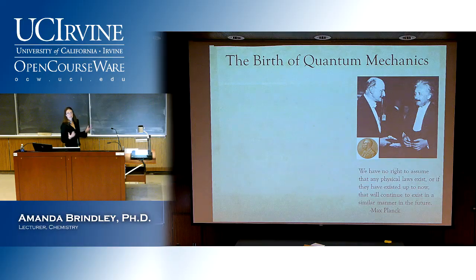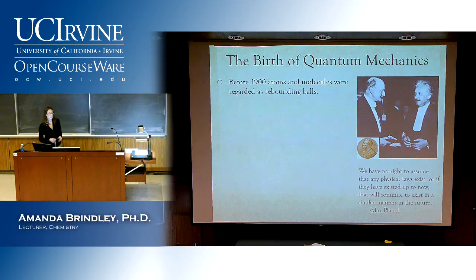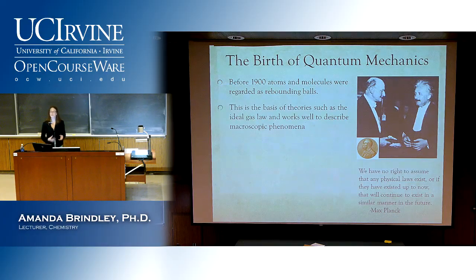So first, a little bit of a history lesson for you, since this is important in the development of how these atom models came to be. So before 1900 or so, we always thought of atoms and molecules as just these rebounding balls. You can kind of think of them as billiard balls in 3 dimensions, just sort of bouncing around. And we knew that there was more to it, but we didn't exactly know how.